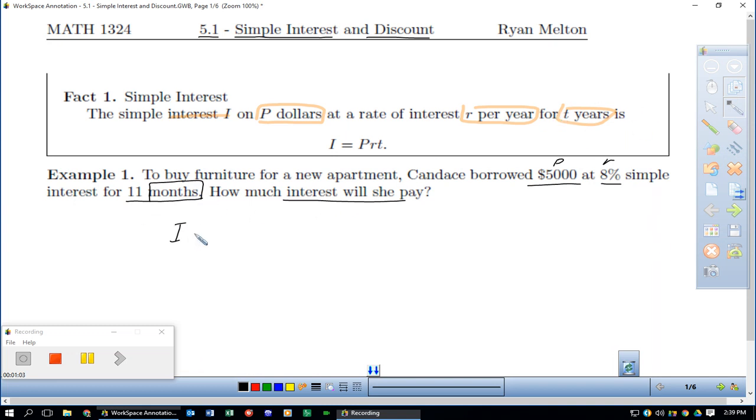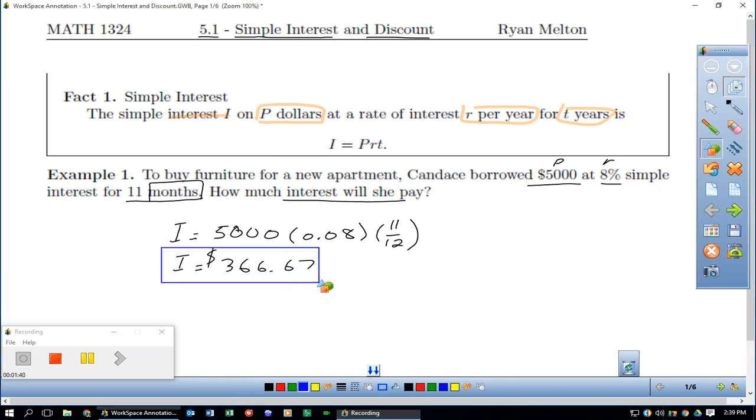So I equals P, 5,000, times rate, 0.08. You have to convert that to a decimal. Times time, which is going to be 11 out of 12, because there are 12 months in a year. Multiply those three out, and we get 366. If we round this to the nearest hundredths place, 67. So the interest is $366.67. That's all there is to it so far.